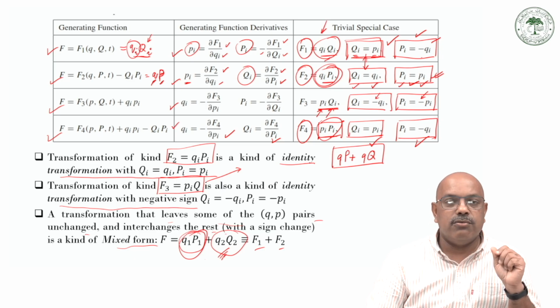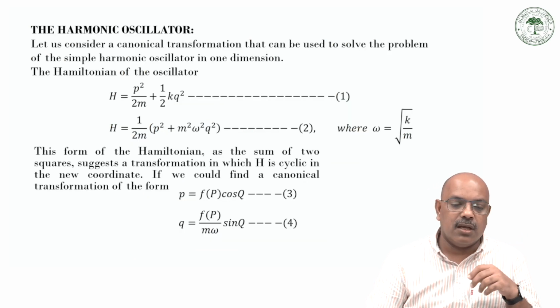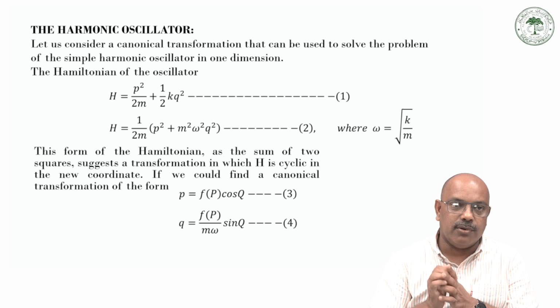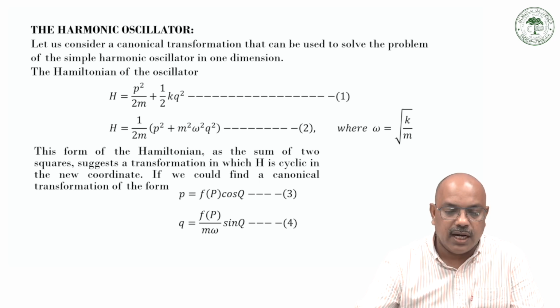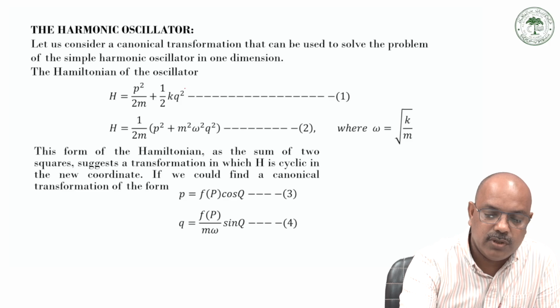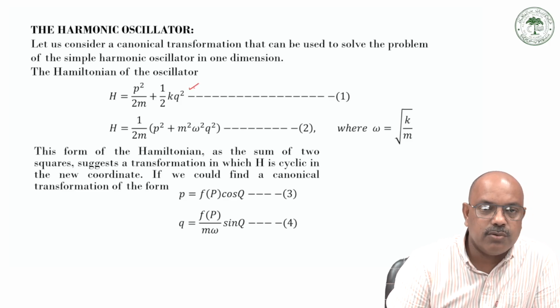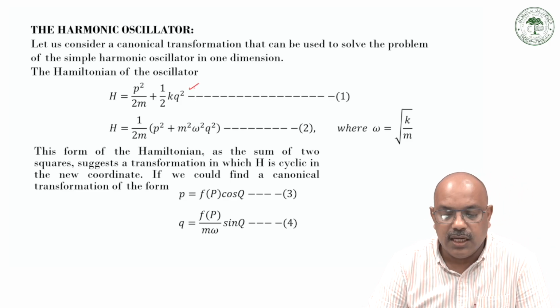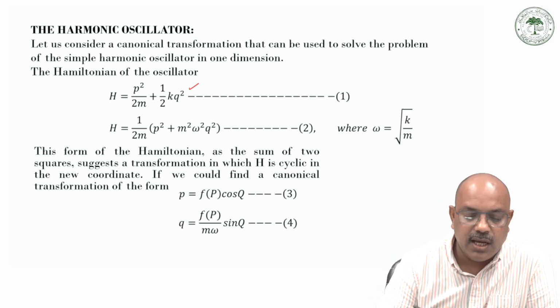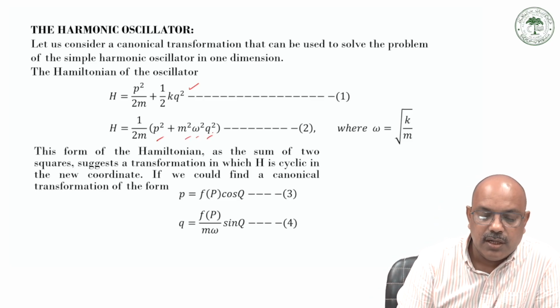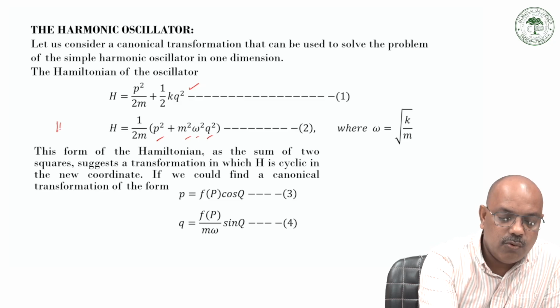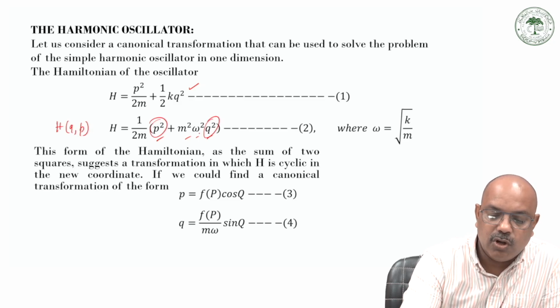So let us try to do one example, which is the well-known harmonic oscillator example. The Hamiltonian of the harmonic oscillator, we know, is p square by 2m plus k q square, which we know already. And if you write it in terms of omega, this is p square upon 2m plus m omega square q square by 2. So this Hamiltonian is in the old coordinates, small q and small p.